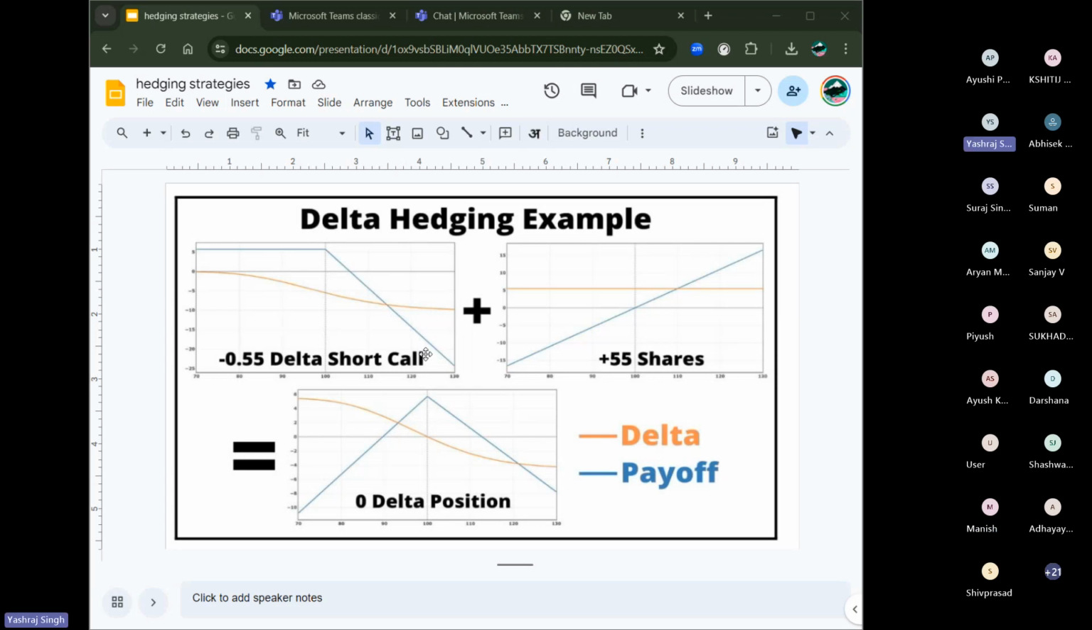I had taken an example of Nifty because that is more relevant. But think of it as an example where the stock price is 100 rupees and the lot size is 100. So 100 multiplied by minus 0.55. What does that mean? That you are minus 55 delta. How much is your actual payoff? How much money will you be making from this position overall? You will be making 55 rupees from this.